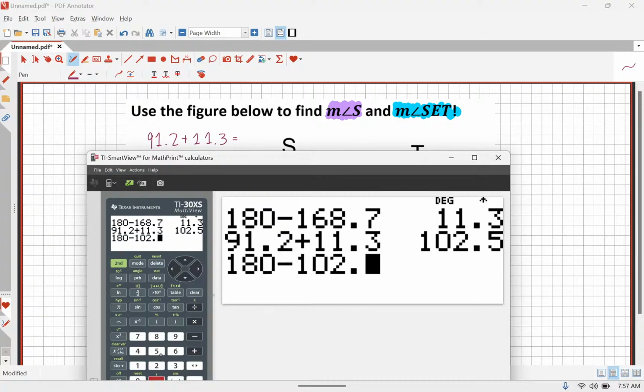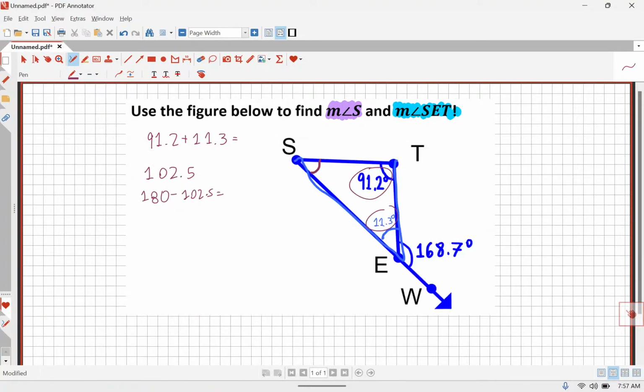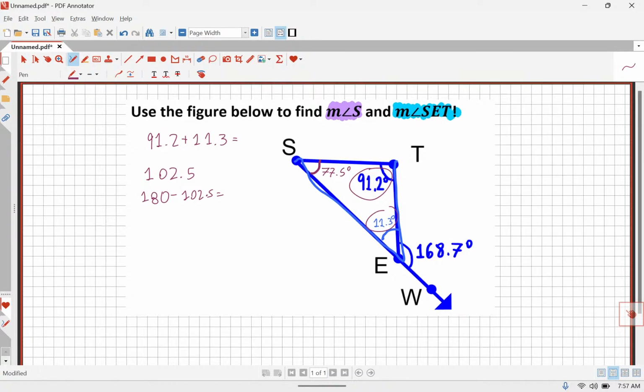Nope. And that remaining angle's got to be 77.5 degrees. How many of us got that the measure of angle S had to be 77.5 degrees? Perfect. That's the idea. The idea, guys, is you use the fact that these form a linear pair to find out what this guy is, and then you use the fact that these, excuse me, sorry.